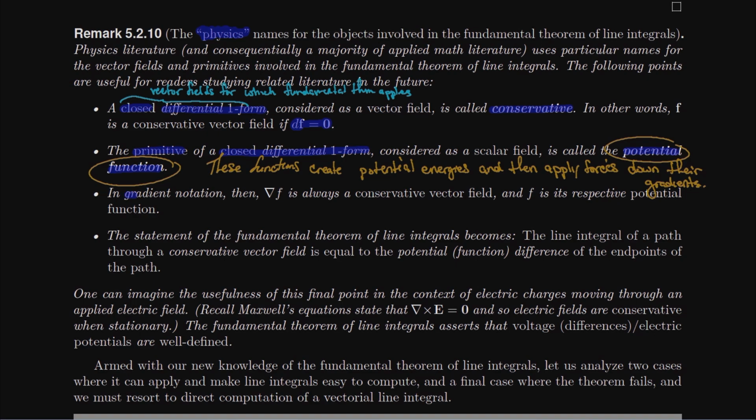So with that said, if we have gradient notation, we can think about the gradient of f as a conservative vector field, and then f, the antiderivative of the gradient, is the respective potential function. And if we want to directly translate the statement of the fundamental theorem of line integrals, we end up with the physics interpretation. The line integral of a path through a conservative vector field is equal to the potential function difference of the endpoints of that path.